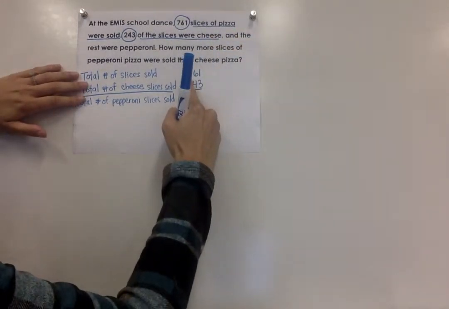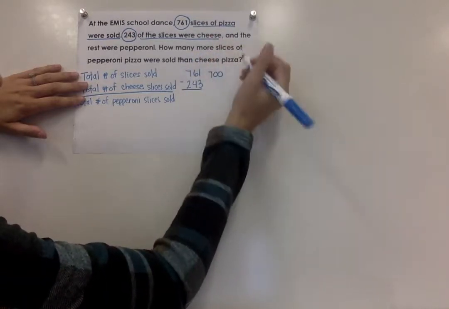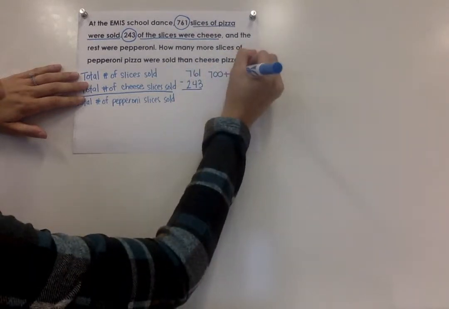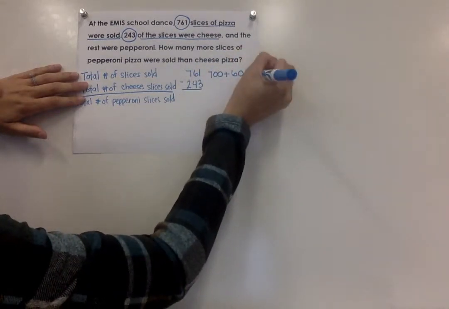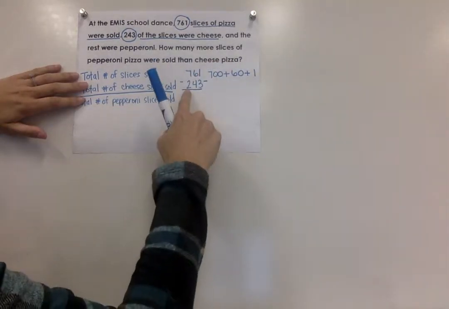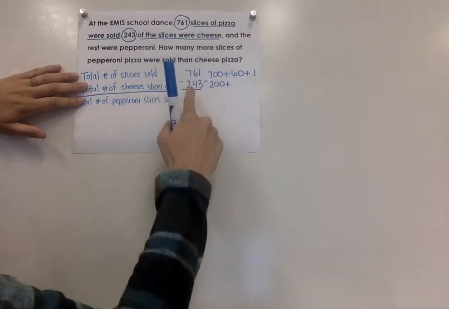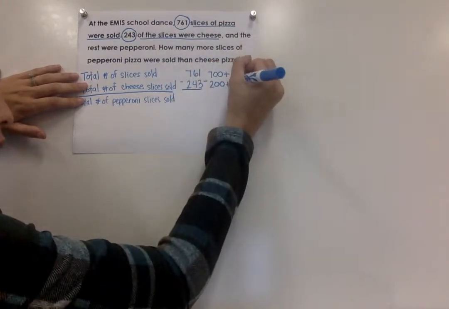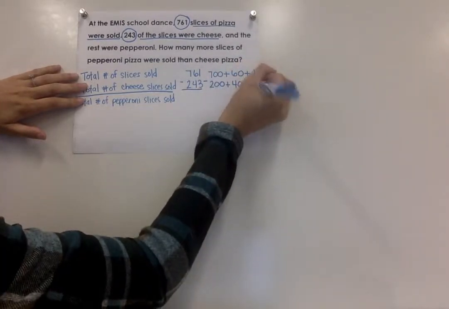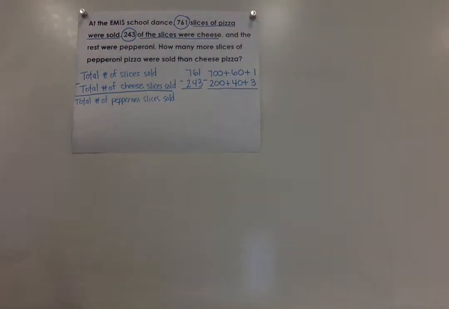I need to expand out 761. Well, the 7 has a value of 700, plus the 6 has a value of 60, plus the 1 has a value of 1, minus the 2 has a value of 200, plus the 4 has a value of 40, plus 3 has a value of 3. So now I can subtract. I like using this strategy a lot.